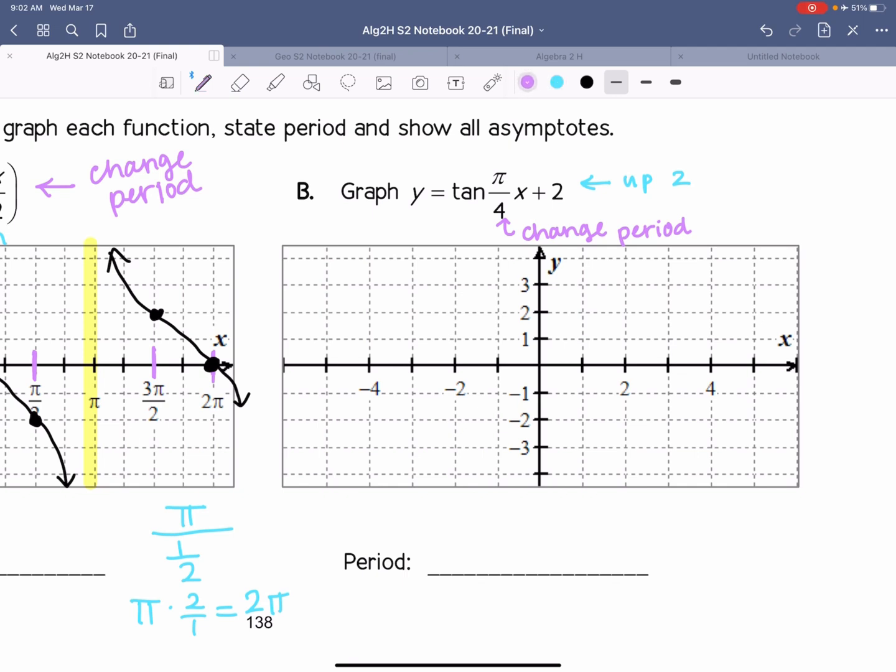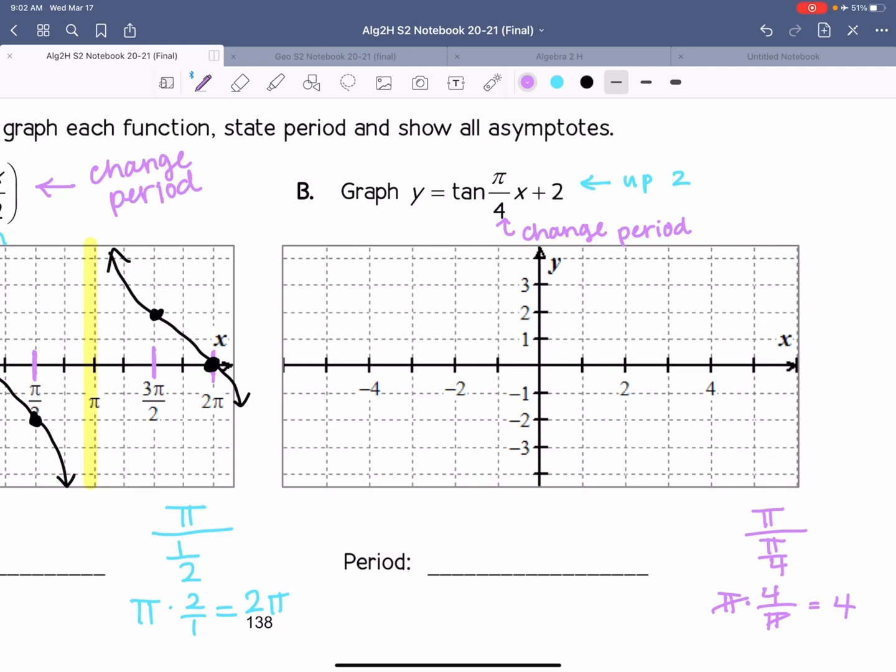So ask yourself, what is tangent's normal period? Tangent and cotangent have a period of pi. So we're going to get pi. And then you're going to divide by whatever is being multiplied to x. This one's a little weird. We're multiplying by pi over 4. So keep, change, flip. I get pi times 4 over pi. And what's going to happen is my pi's are going to cancel. So I just get 4. So now I have a period of 4.